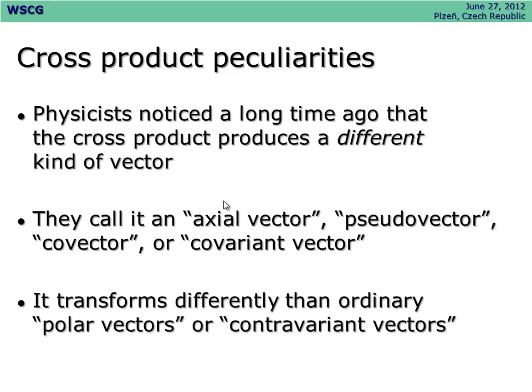But physicists noticed that there was something strange going on a long time ago, and they came up with different names for the vectors that behave differently. There's a bunch of different names, like axial vector, pseudovector, covector, covariant vector. And they noticed that they transformed a little differently. Some examples of an axial vector would be torque or angular velocity, moment vectors. They noticed that they transformed differently than ordinary polar vectors or contravariant vectors, which would represent a position in space or a tangent direction or a velocity, a linear velocity. So they knew something was going on.